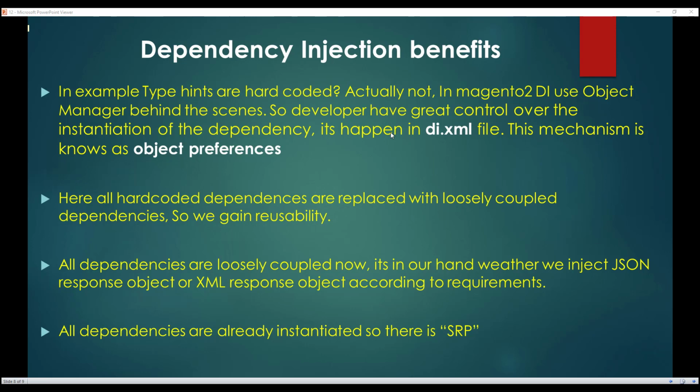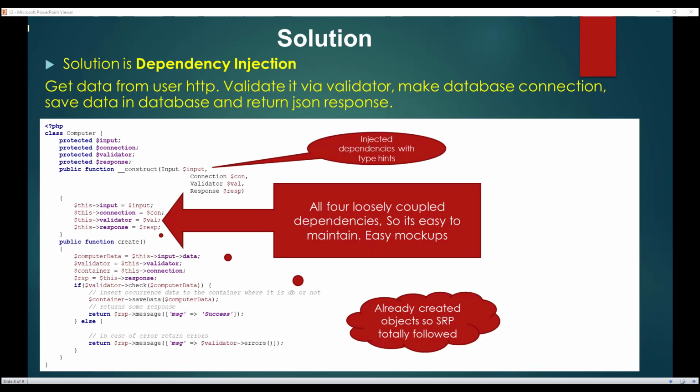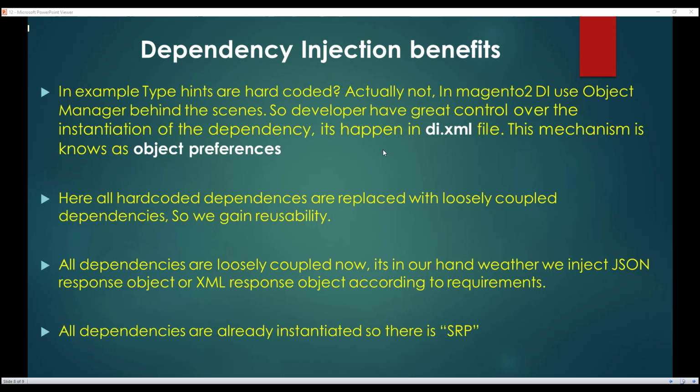This mechanism is known as object preferences. It means we can set preferences for our objects, which objects need to be instantiated in which case. So via dependency injection we can set the mechanism here for which objects we have to inject. We will study this concept in more detail in our coming video.